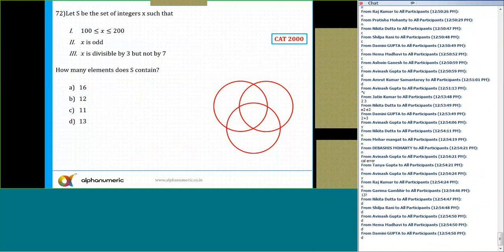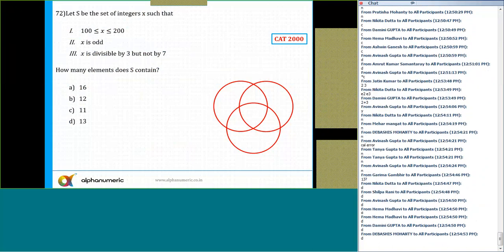Interesting question. The answer for question number 72, I think it is option D, which is 13. That's right, option D, 13.